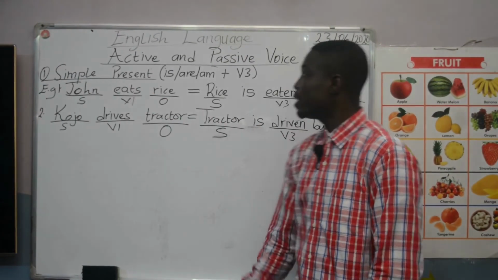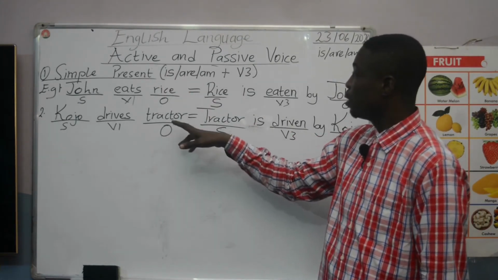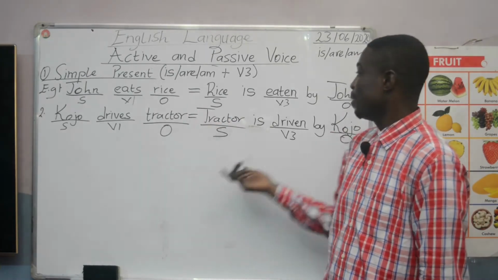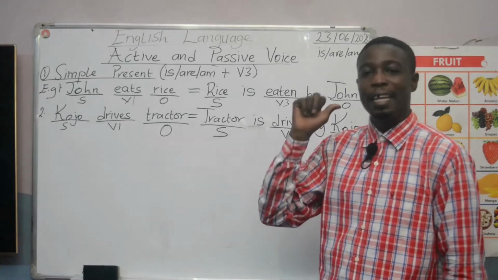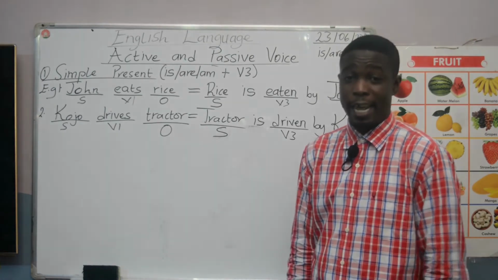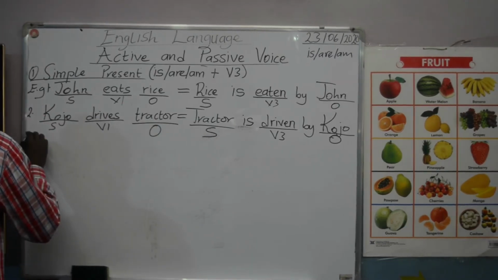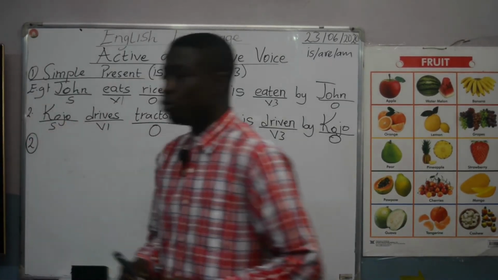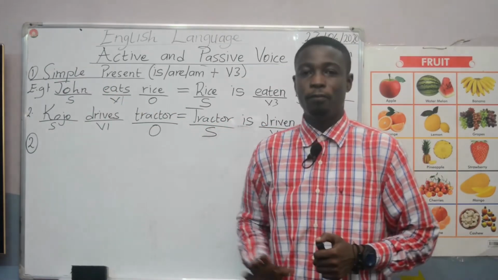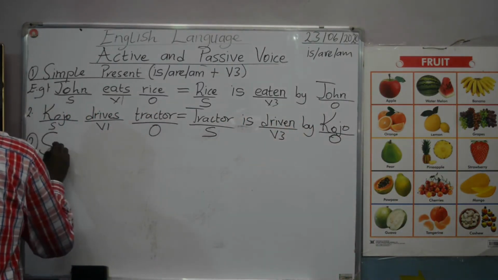So the rule for simple present tense is very simple. Is, are, or am plus the V3 of the verb or the main verb, then plus by, and then plus the object. Can I move on to the next? All right. So number 2. Today I want to deal with the simple forms. So simple present, then we move on to the simple past.